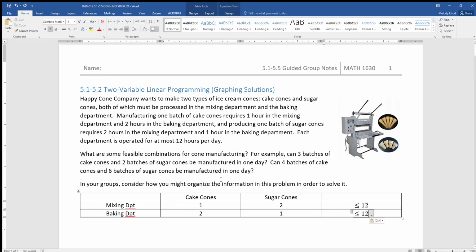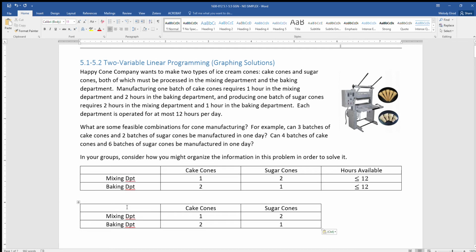All right, so that kind of organizes our information, right? So this is hours available, right? But the question was not this information. This just gets us kind of thinking about it. The question was, what are some feasible combinations for cone manufacturing? All right, so let's take this information and let's look at it a different way. Let's take this and let's consider it differently.